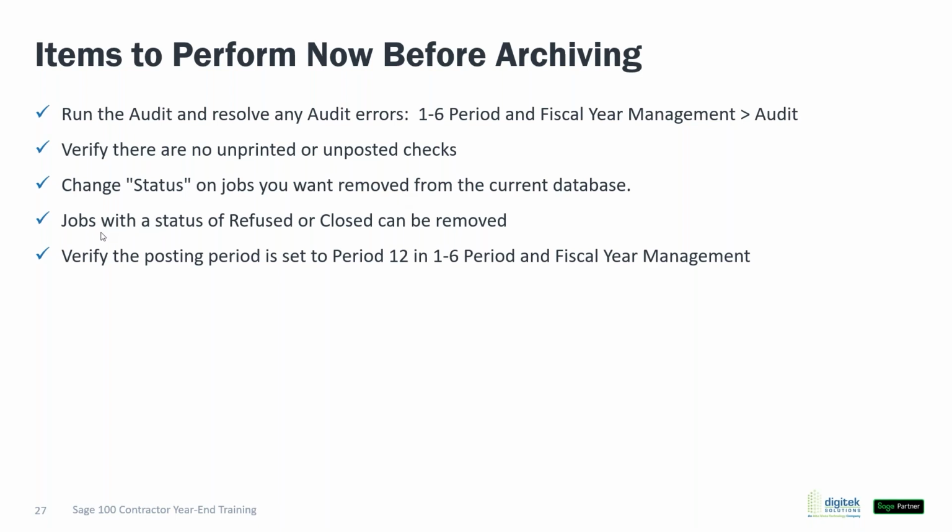And again, you can remove jobs with the status of either refused or closed. And before you do the archive, you do want to go into the posting period and verify that you're in period 12.